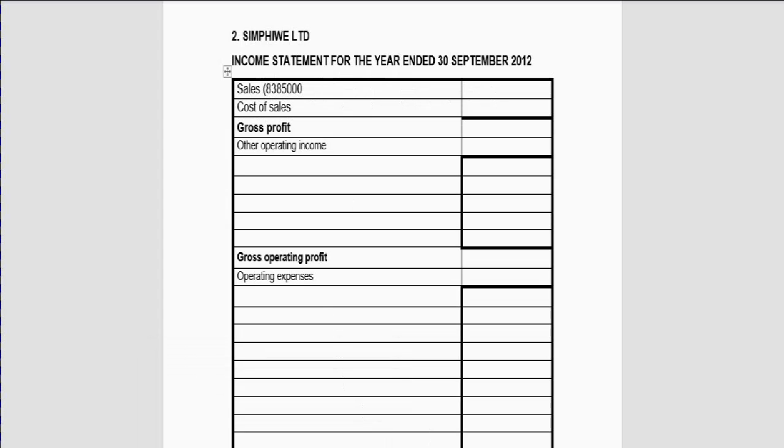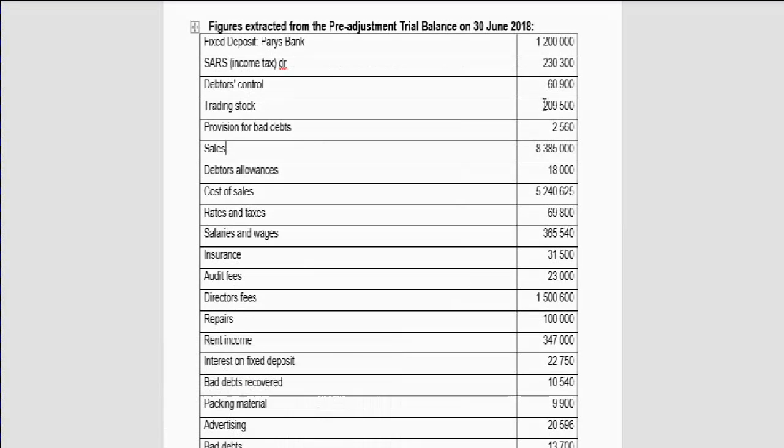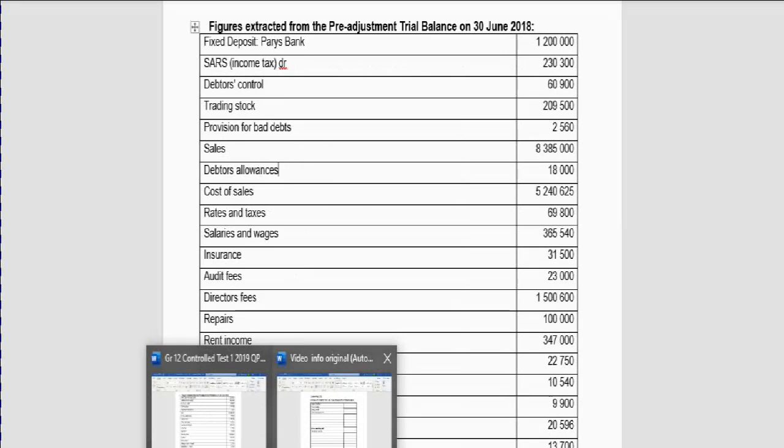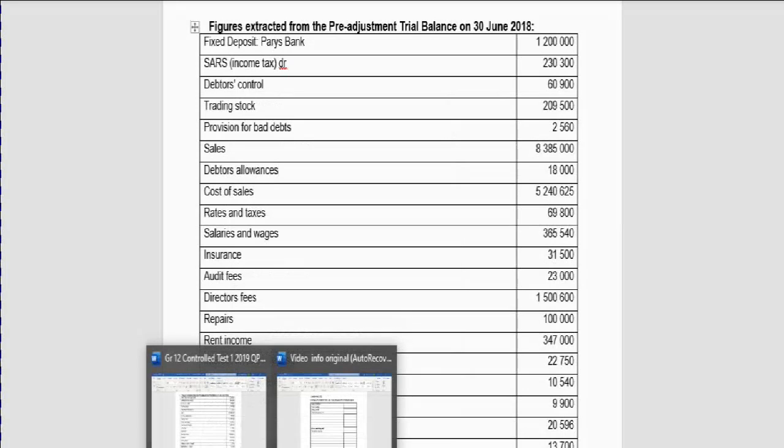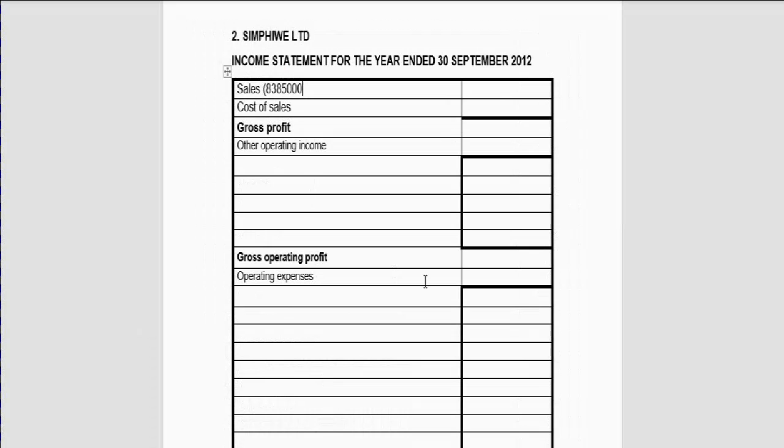Good, so let's look at the next item on my question paper. After sales, it is debtors allowances. Now, debtors allowances is the only item that we do not put in as its own. We deduct it straight from the sales figure. So if we go to our answer sheet, it is 18,000. So we're going to minus 18,000 from sales.